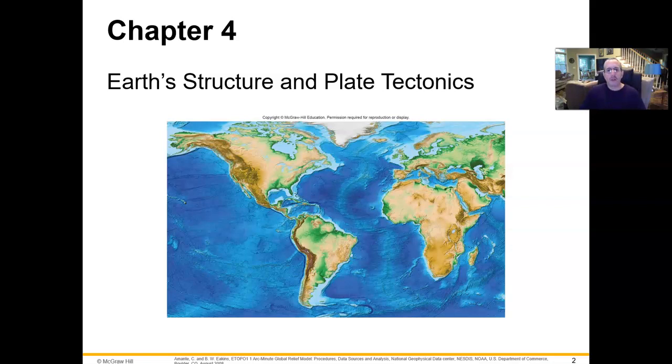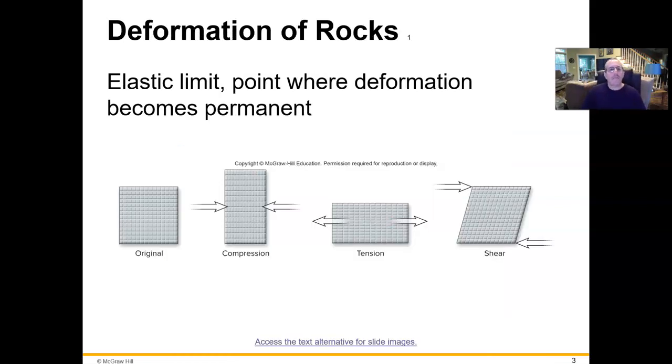So, Earth structure and plate tectonics. Again, the first thing that we're going to talk about is the deformation of rocks. There's a reason that we're going to talk about this. When we get into plate tectonics and the processes that govern the surface and the inner workings of the Earth, especially for us here on the surface, it is the movement of plates, the movement of rock layers. And we have to understand how those respond to one another when they're put under great forces of nature.